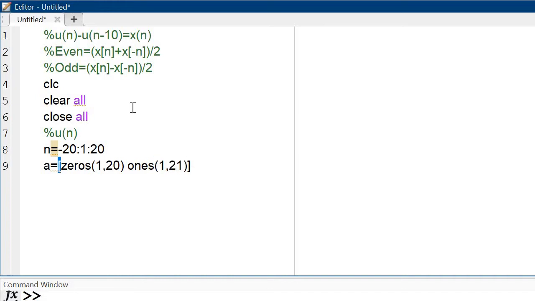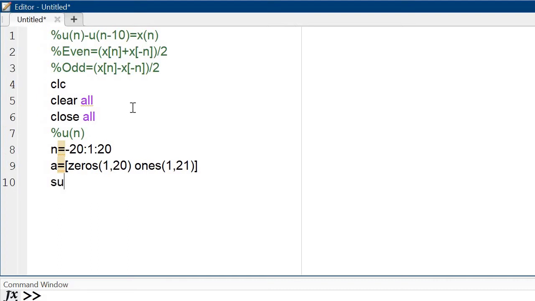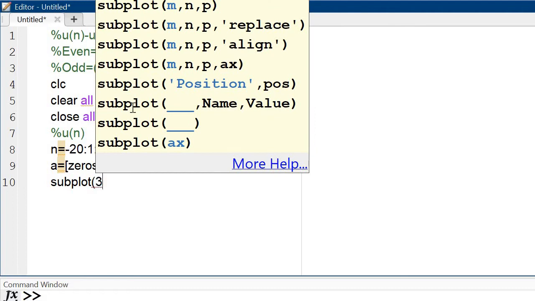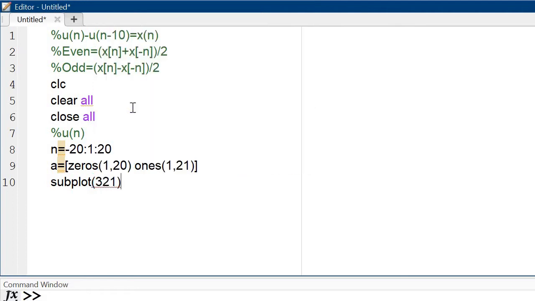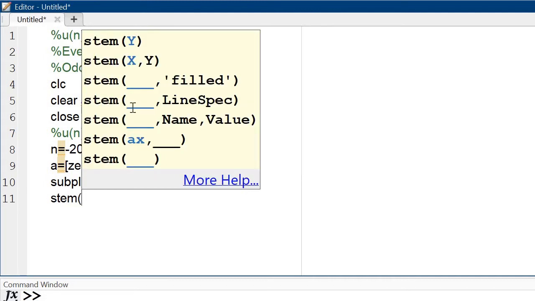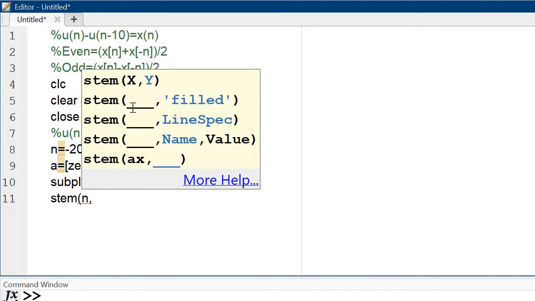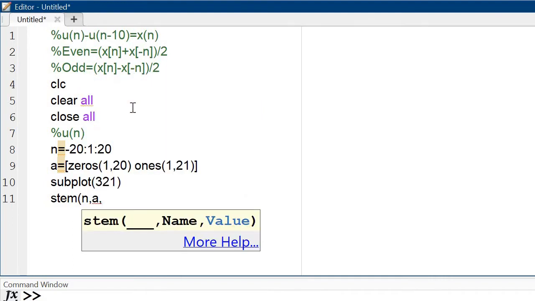Close this bracket. And after that, I am using the subplot command for this, that is 3 rows, 2 columns, and 1 is the position. Then after that, use the stem command for the discrete signals. First of all, the x-axis, that is the n values. Then what is the amplitude we have? That is A. If you want to fill, then write 'fill' here to fill the values.